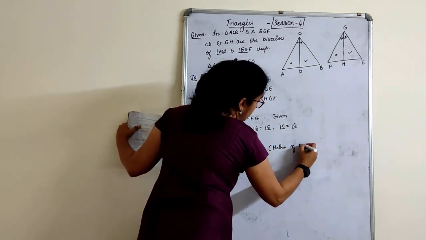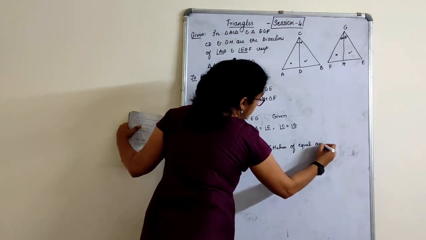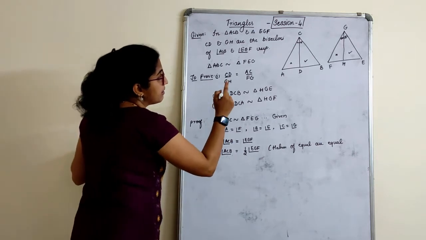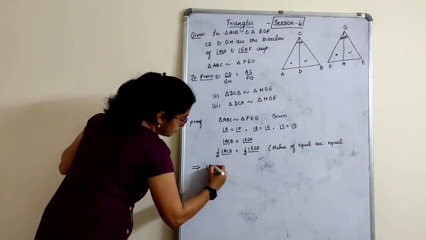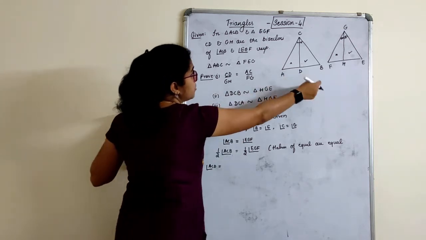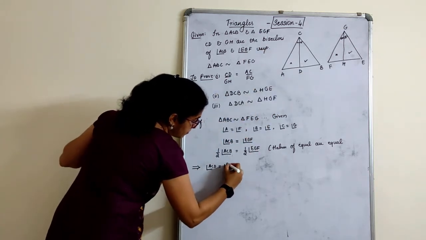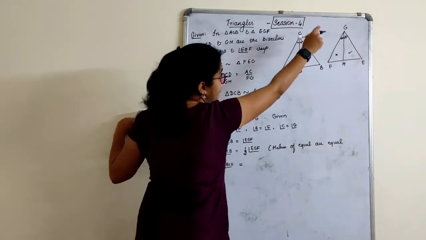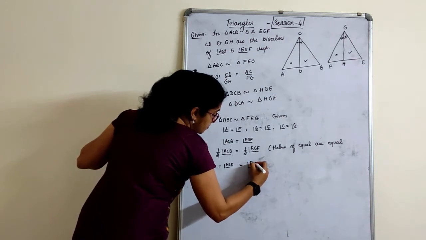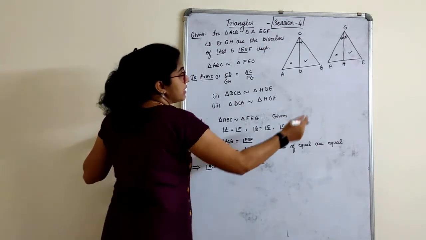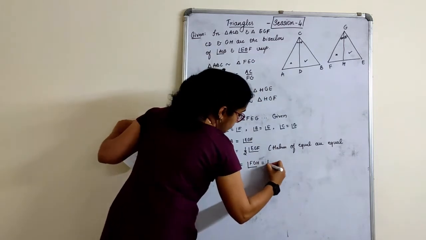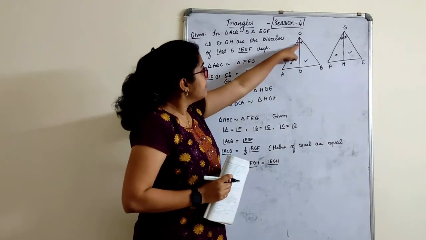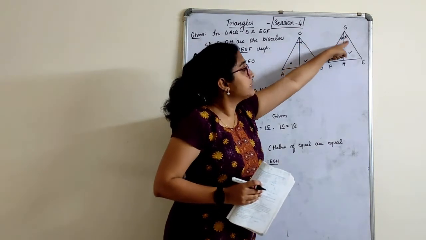Halves of equal are equal. So we'll write here: angle ACD is equal to BCD, that is equal to EGF's half, which is FGH, that is equal to EGH. So I can say this angle is equal to this, also equal to this and also equal to this.